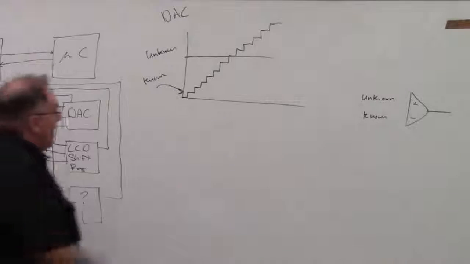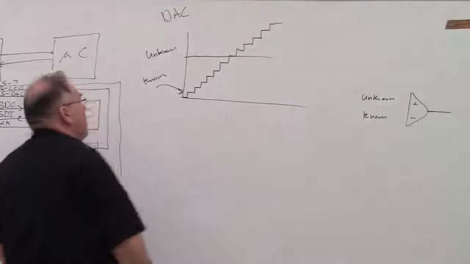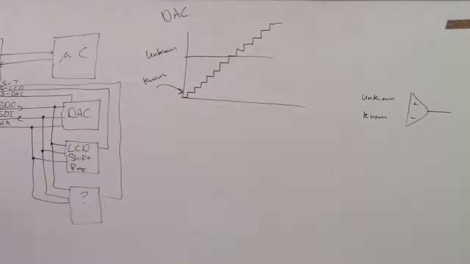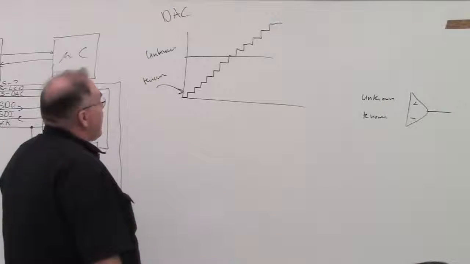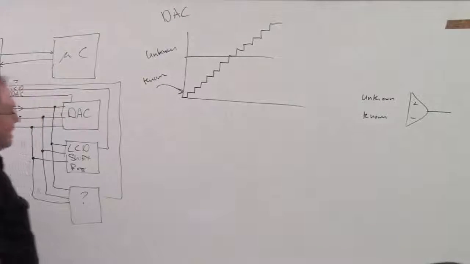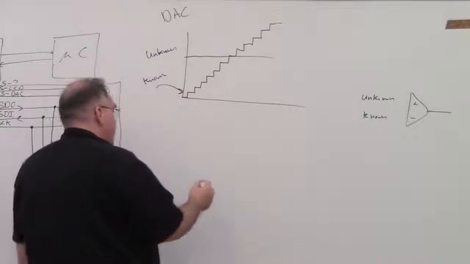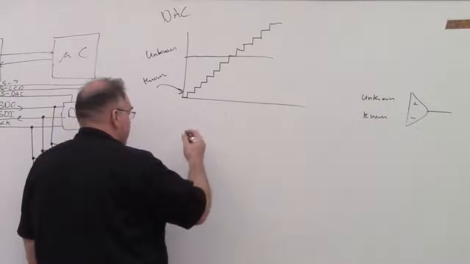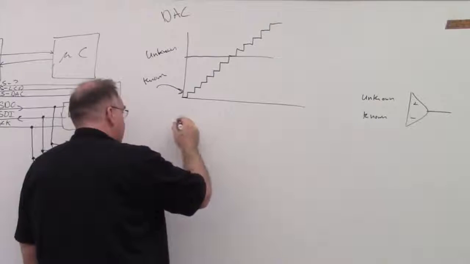We didn't talk about this last time, but the way this known voltage is generated is by use of a DAC. A DAC is a digital to analog converter. A really simple DAC would be to take a 4-bit counter.